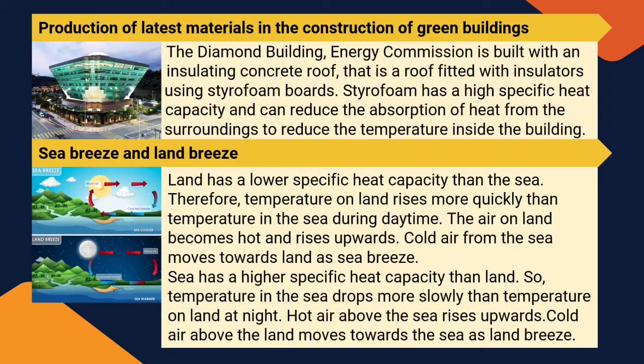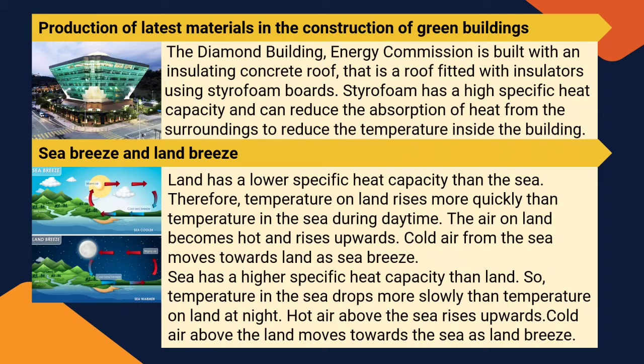Sea breeze and land breeze. Land has a lower specific heat capacity than the sea. Therefore, temperature on land rises more quickly than temperature in the sea during daytime. The air on land becomes hot and rises upwards. Cold air from the sea moves towards land as sea breeze.